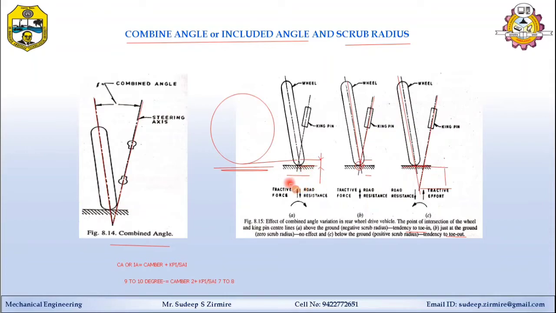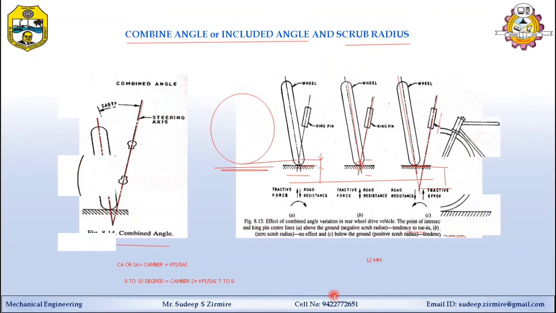The second point about the scrub radius is that it is not adjustable. You already learned this, because kingpin inclination is not adjustable. As a standard, some companies provide a limit for the scrub radius, and up to 12 mm is accepted by some companies.